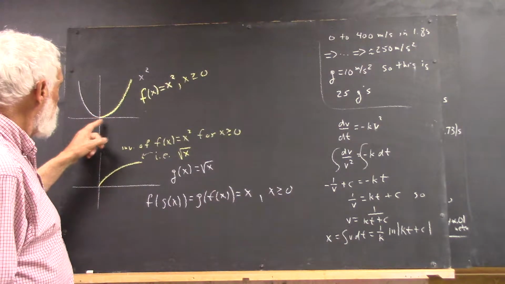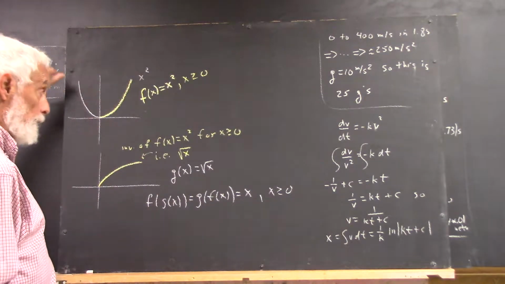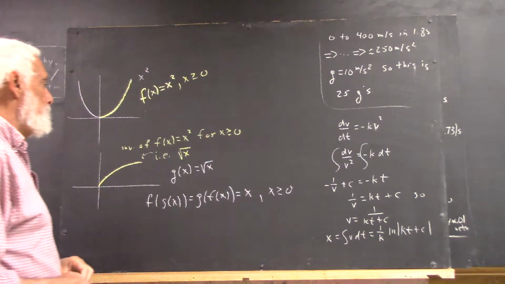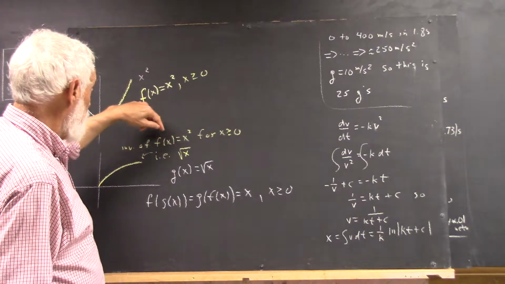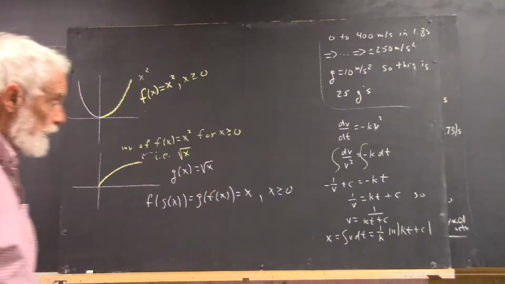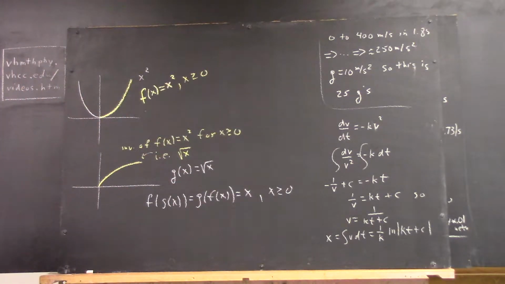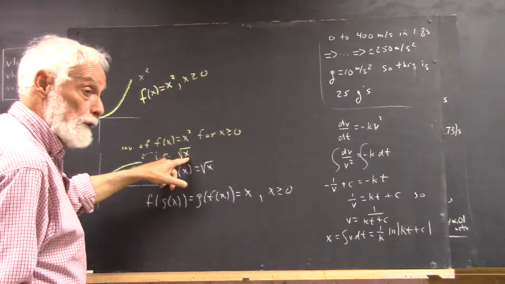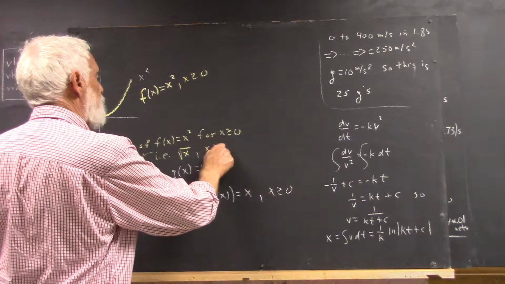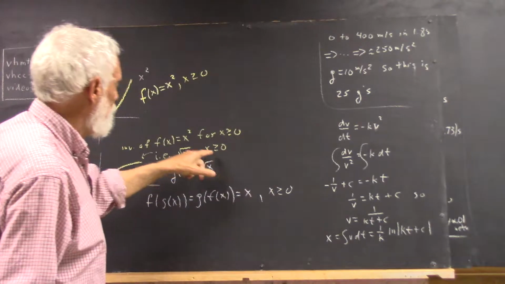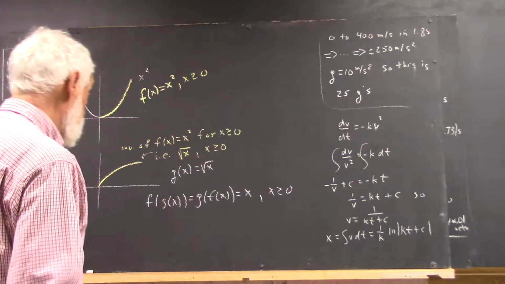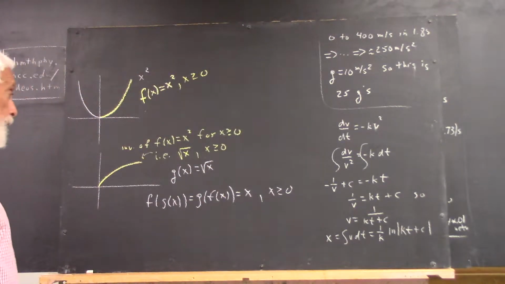So if this is going to be a function, we have to choose either this part of it or this part of it, and this is the part we choose. So this is the inverse of the function f of x equals x squared with the restriction that x is greater than or equal to 0. That is, this is the square root of x function. And of course, we don't even have to really write this down. We know that it can only be defined if x is greater than or equal to 0. And what is that function?